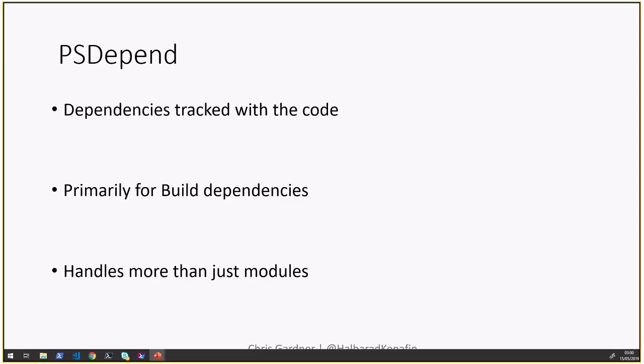So it's basically defined in a PSD1 file to keep things nice and simple for everyone. It's mostly, at least for my uses, in terms of build dependencies. So when I run this code through a CI pipeline, it just installs my various modules like my Pester, my Platypus, so that they're there for my build process to make use of them. And it can do more than just modules. So this was written by Warren Frame, who's Rambling Cookie Monster all over the internet pretty much.